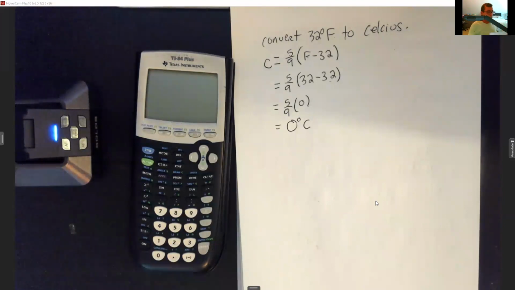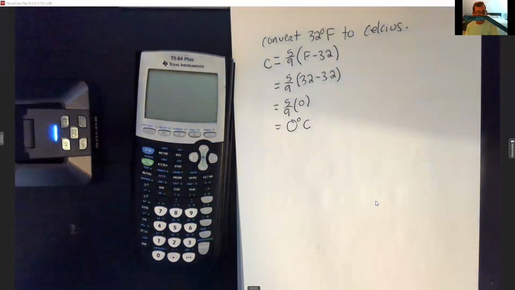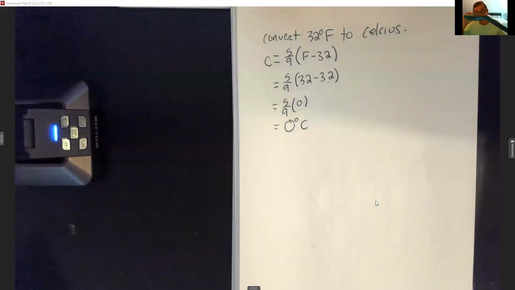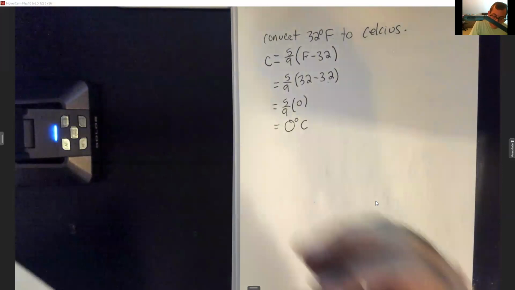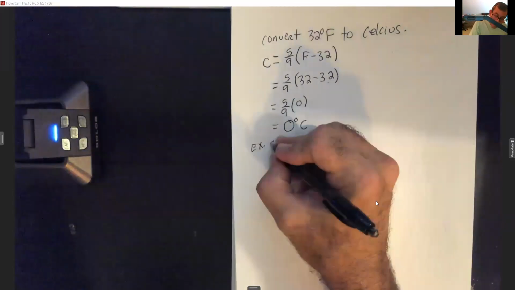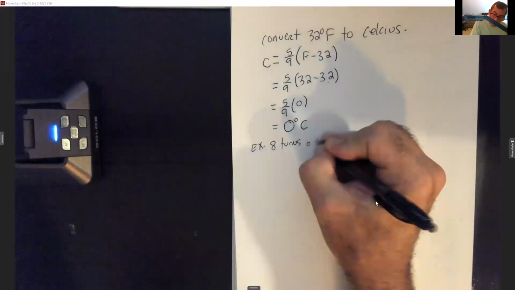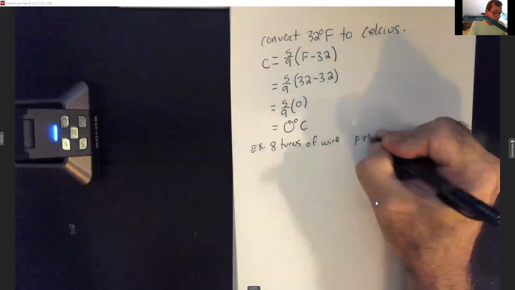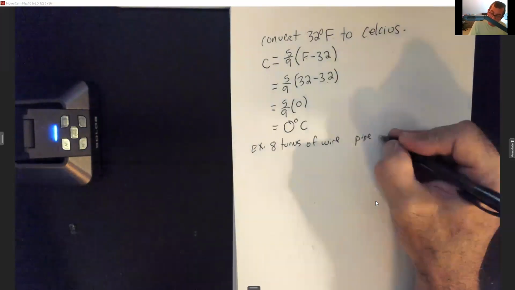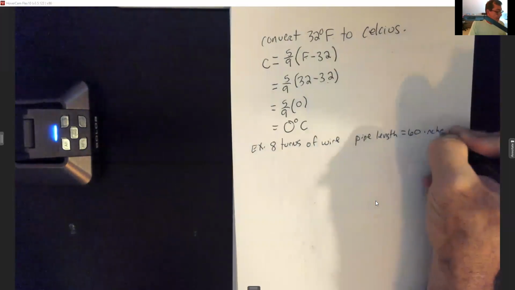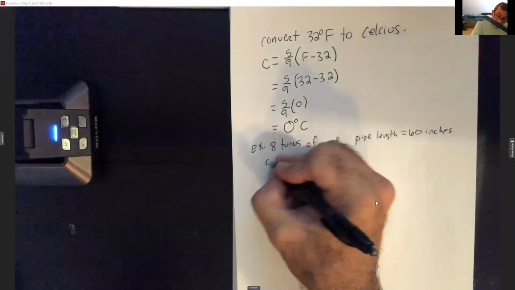All right, so my final problem, I like this one. It's in one of your homework problems. Let me move the calculator over there a second. So I'm just going to read this to you first. Suppose that 8 turns of wire are wrapped around a pipe with a length of 60 inches and a circumference of 4 inches.